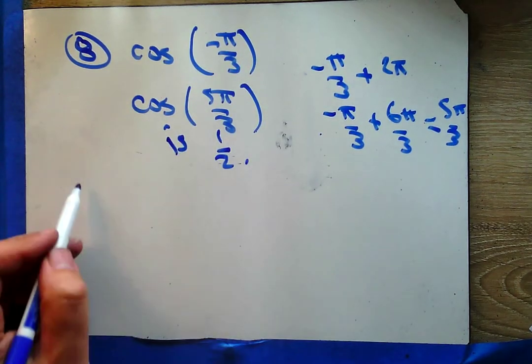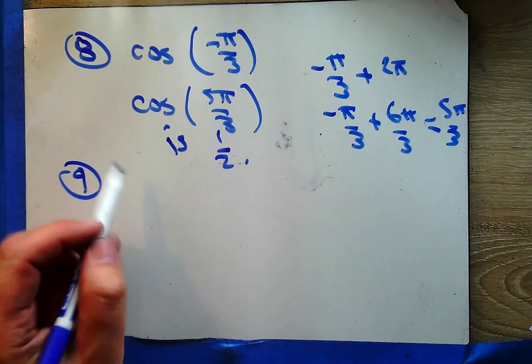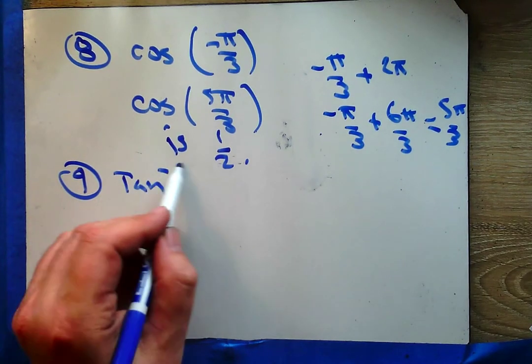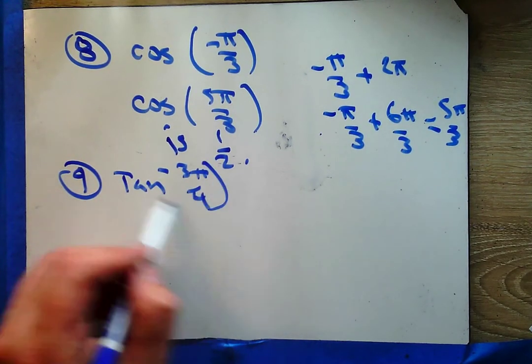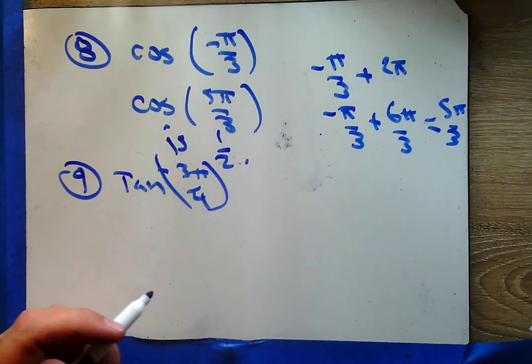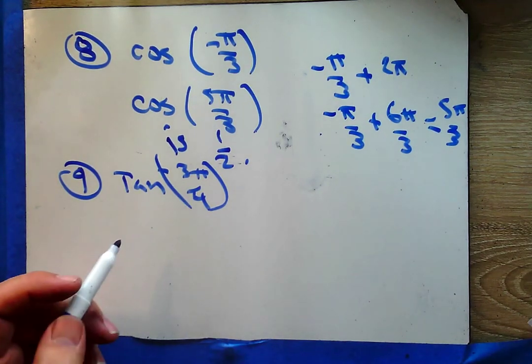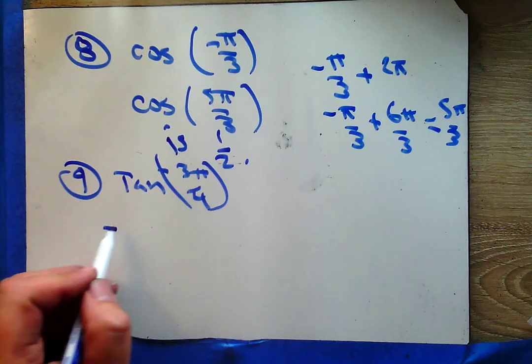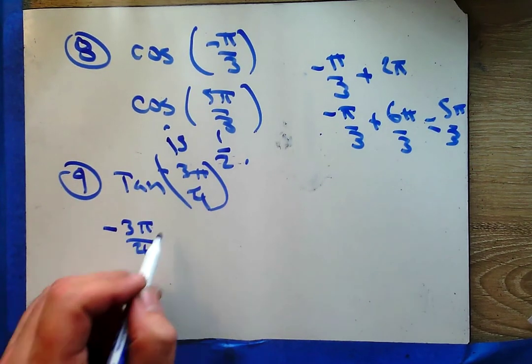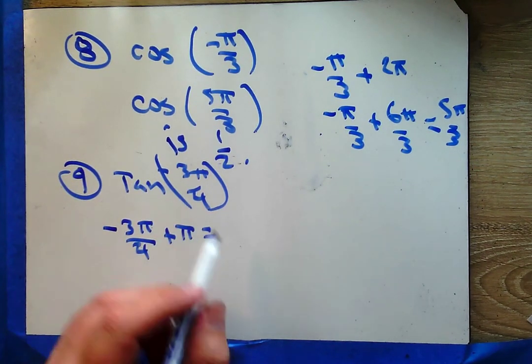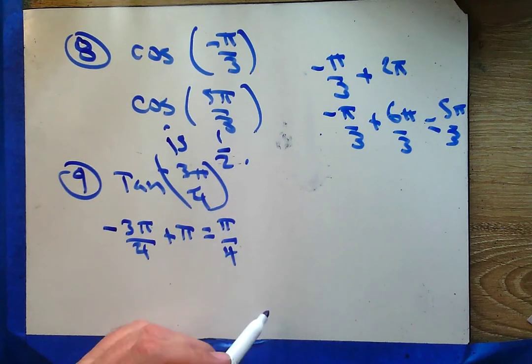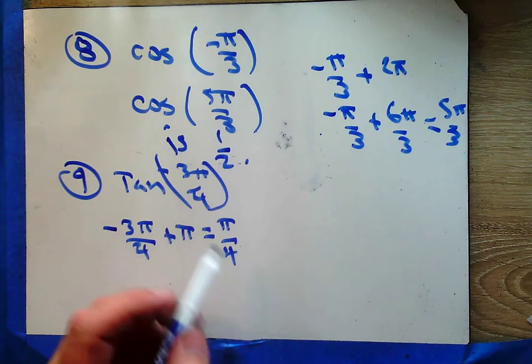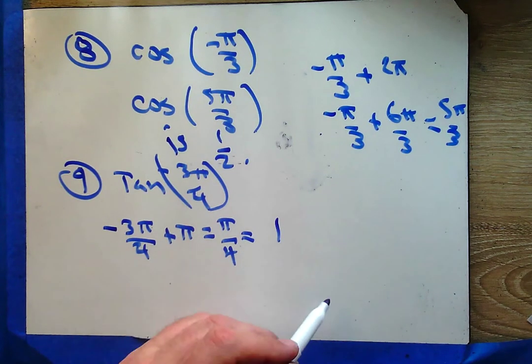And there's my sentence. 9. Tangent negative 3 pi over 4. Okay, well, the period for tangent isn't 2 pi. Period for tangent is pi. So if I took negative 3 pi over 4 and added pi to it, I would now have pi over 4. And the tangent of pi over 4 is 1.